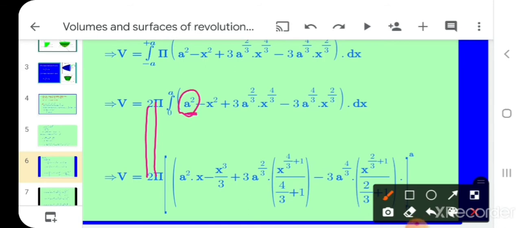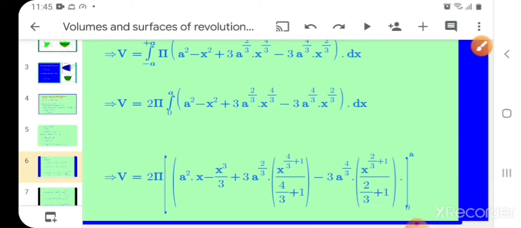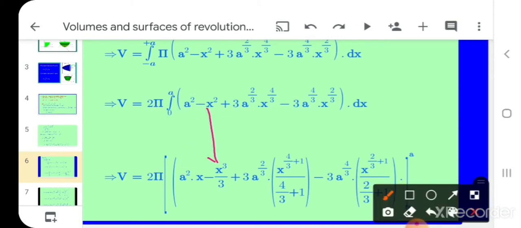What is the integration of a constant? The differentiation of a constant is 0, but the integration of a constant with respect to x gives x. So I write a square into x minus the integration of x square, which is x cube by 3. Next, 3 is a constant, so I write it the same. a power 2 by 3 is also constant. This is also the same. Integration of x power 4 by 3 means x power 4 by 3 plus 1 by 4 by 3 plus 1.